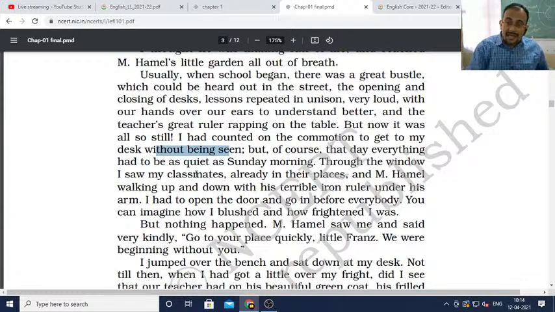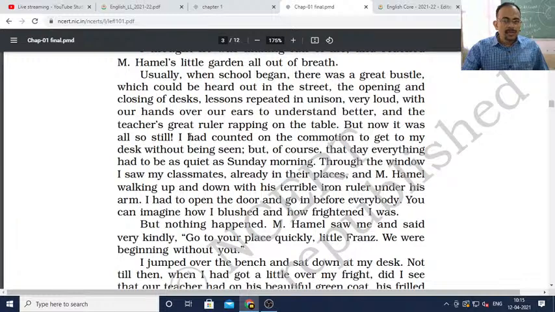But that day it was all still, it was all silence, there was no noise, there was no bustle, there was no tapping on the desk by the teacher, there was no lesson being repeated, there was no noise at all. So the narrator Franz became absolutely stunned. He thought, what's wrong in the school today? Everything so dead silent. Let's find out.